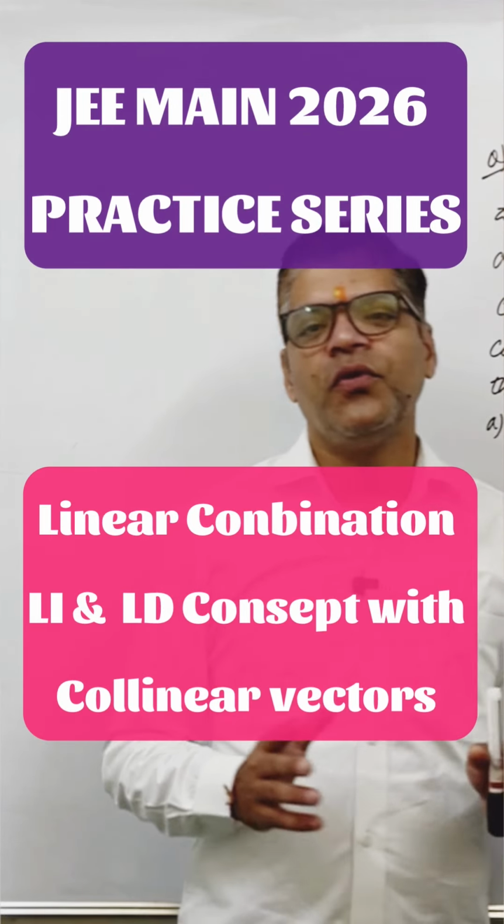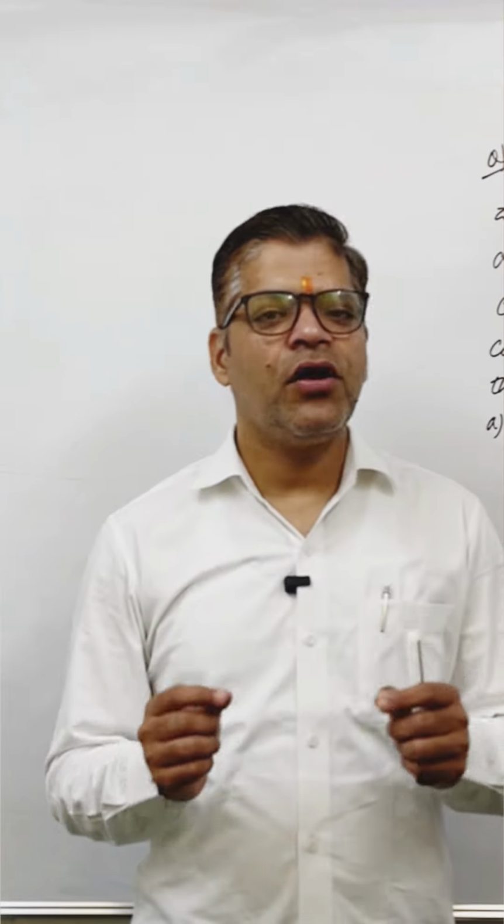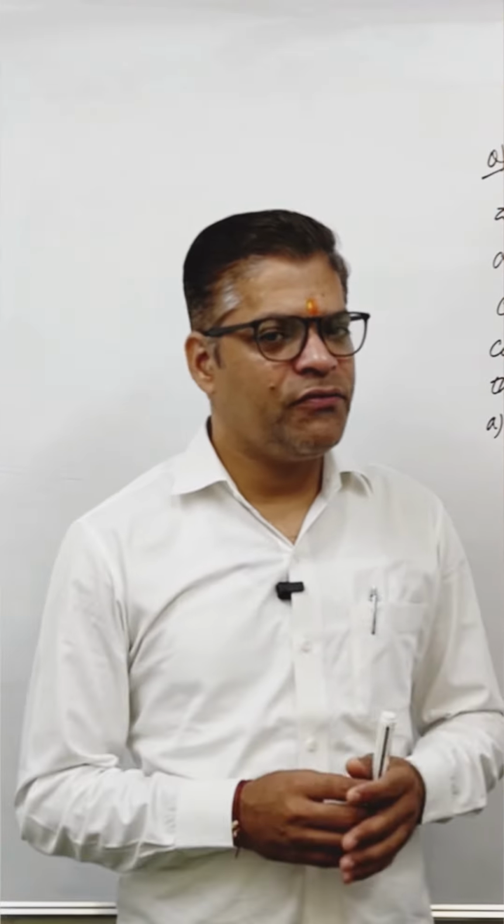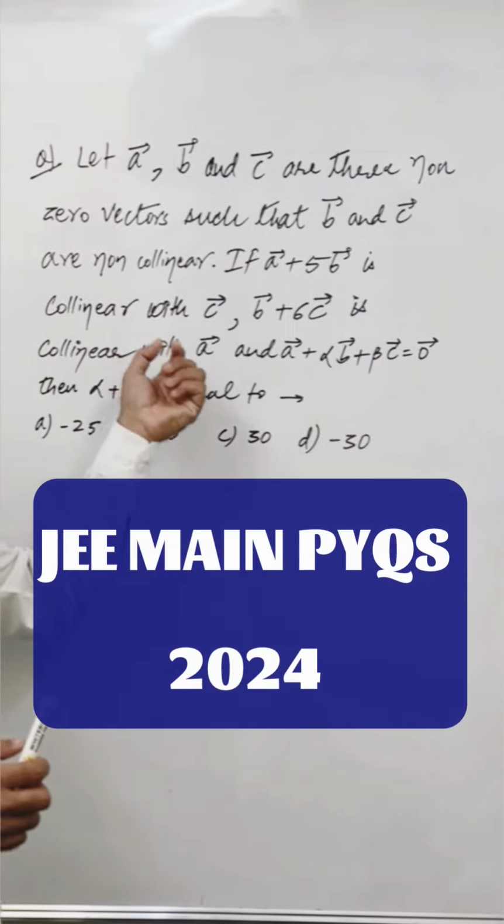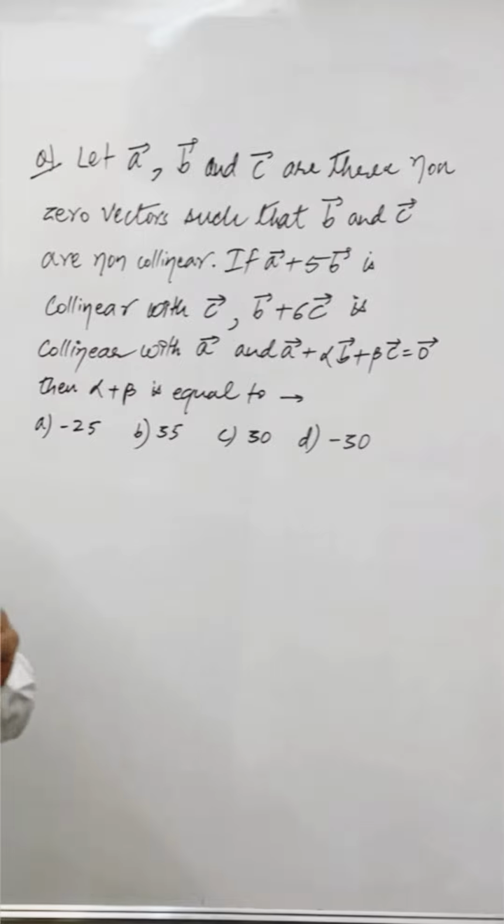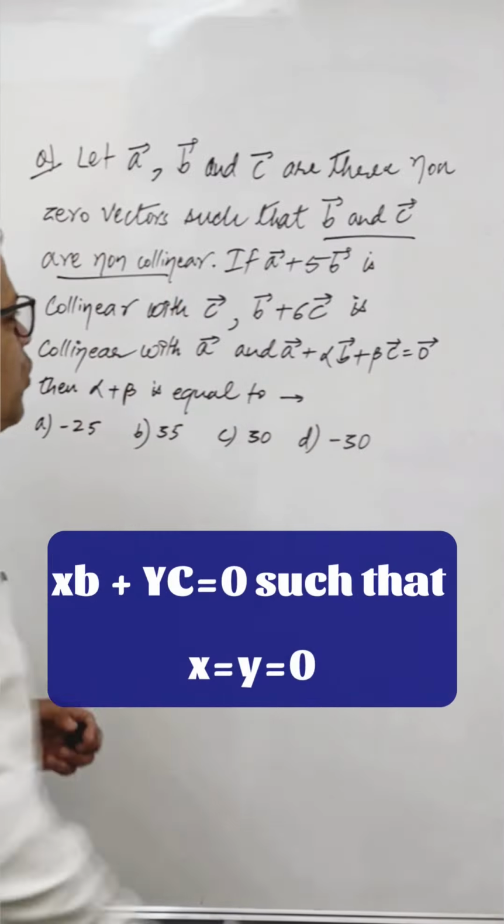How the concept of collinear and non-collinear vectors can be defined in the form of a linear combination of vectors, as linear independence and linear dependence of vectors. Now, here we have a question from JEE PYQs 2024 where vector A, vector B, vector C are three non-zero vectors, and it is given that vector B and vector C are non-collinear.